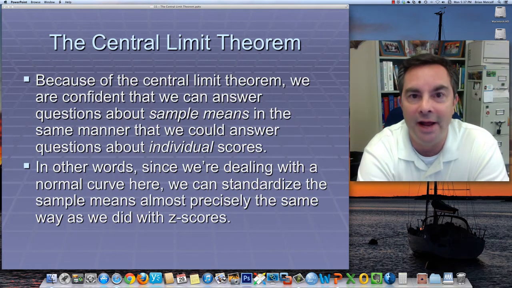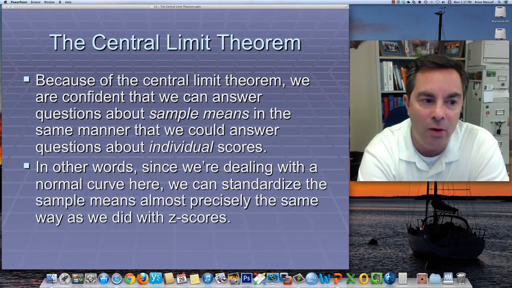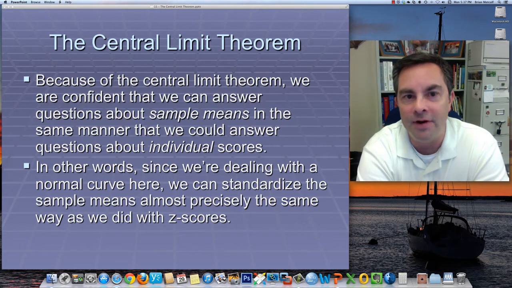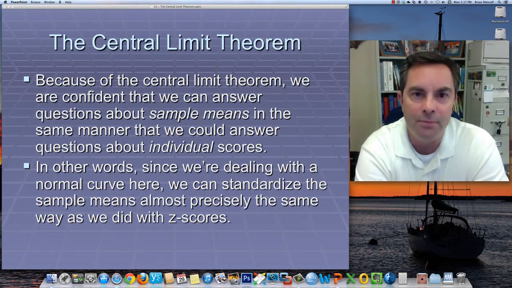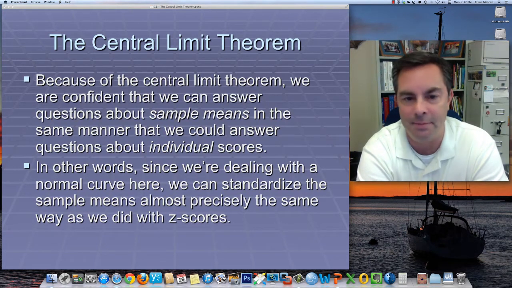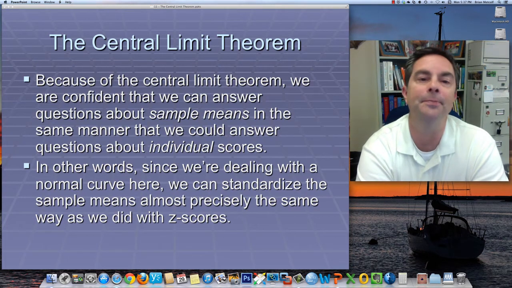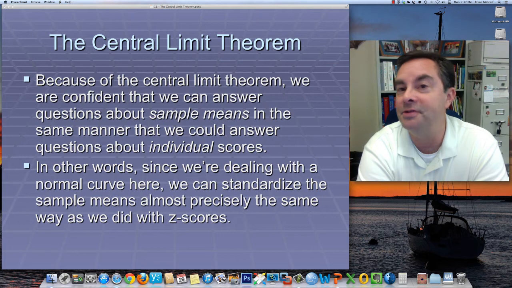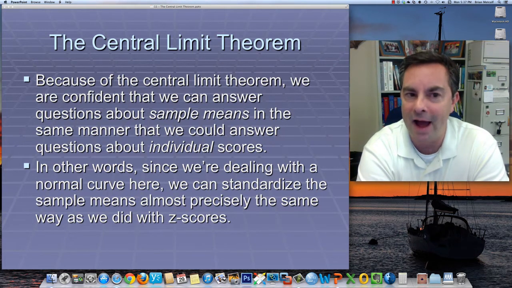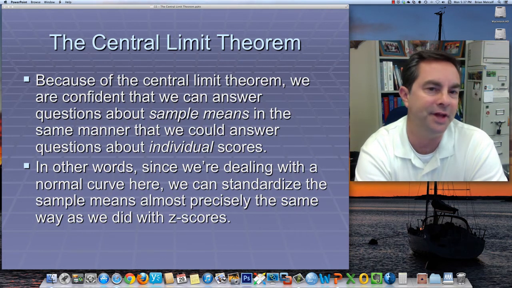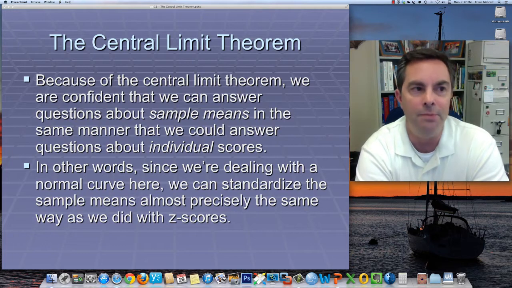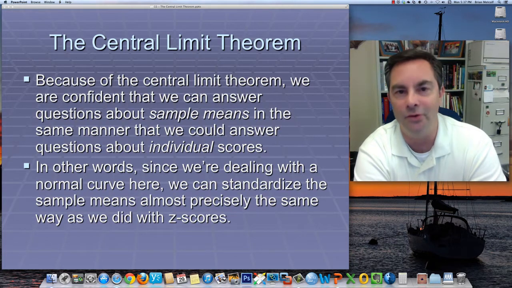We're confident that we can answer questions about sample means now in the same way that we could answer questions about individual scores. Remember, with the individual scores we had to rely on the fact that the variable that we were studying was already normally distributed in the population. And we learned last time, thanks to the central limit theorem, we can presume that the underlying background sampling distribution that we're going to reference will be normally distributed.